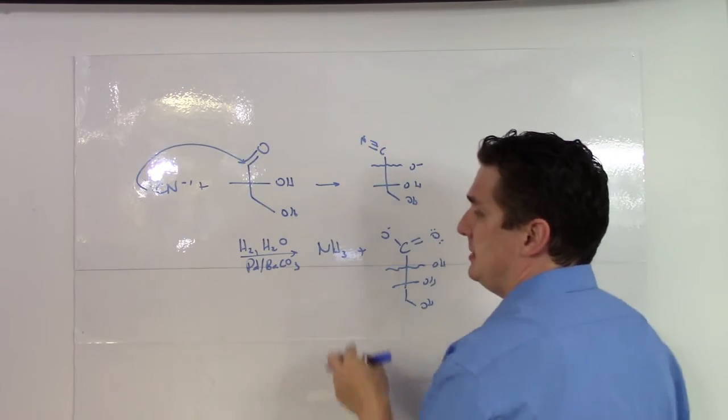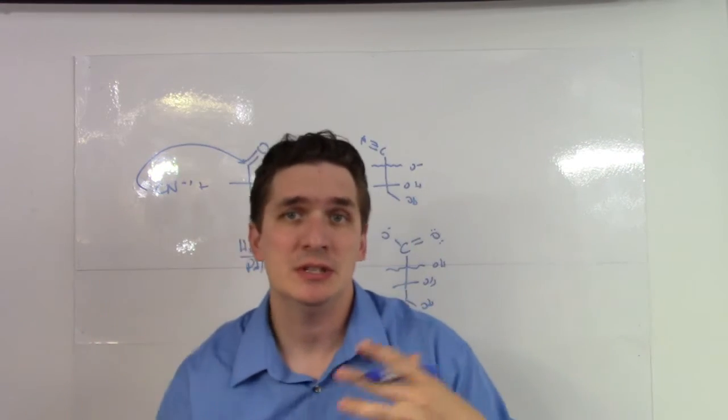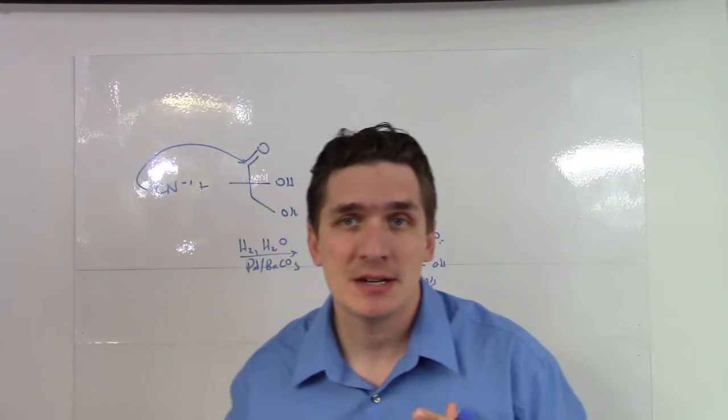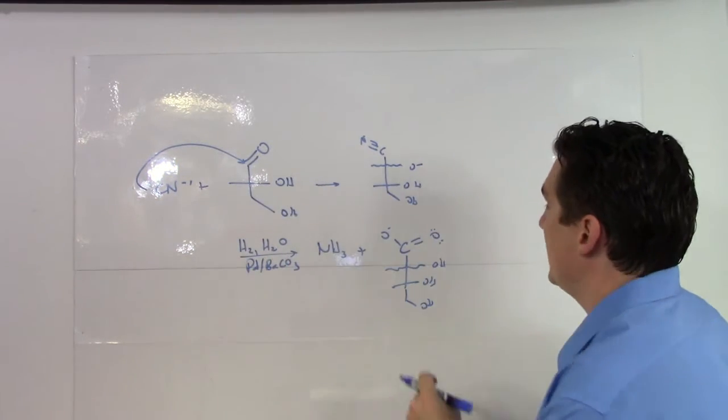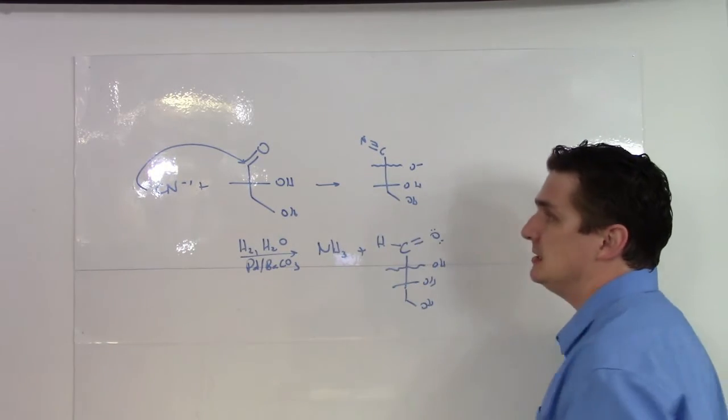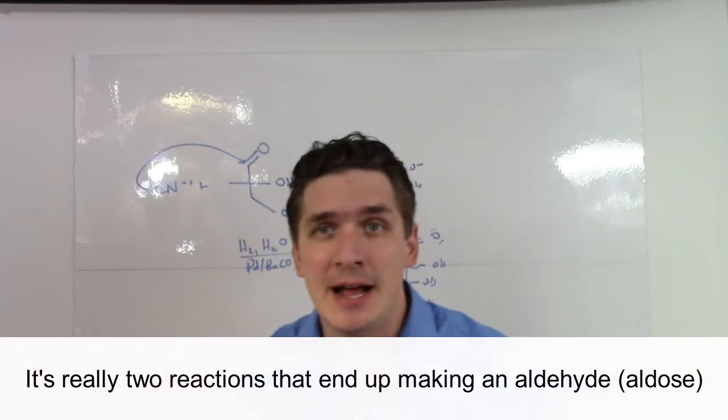Now, this Pd/BaCO3 with your H2, this is your Lindlar catalyst. What this is designed to do is reduce the carboxylic acid we formed back down to an aldehyde. So when we finally run this reaction with all these conditions, we end up recovering an aldose.